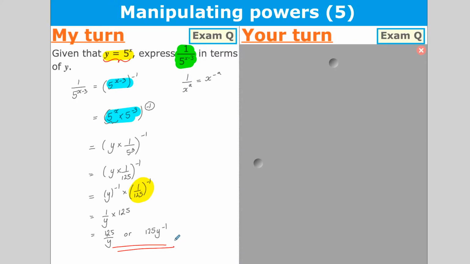And Jay, I prefer 1 over 25. I prefer 125 over y as well, actually. I think I much prefer that way of writing it. So total shout out to you and agree with that.